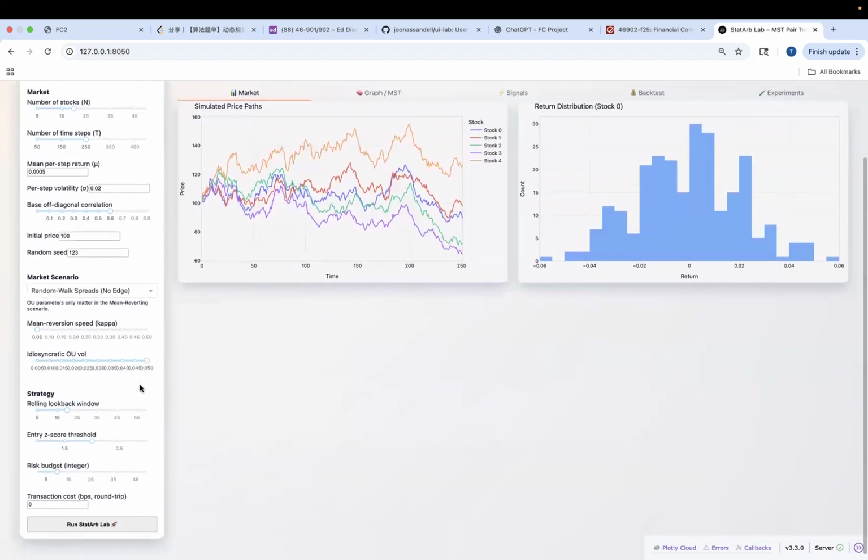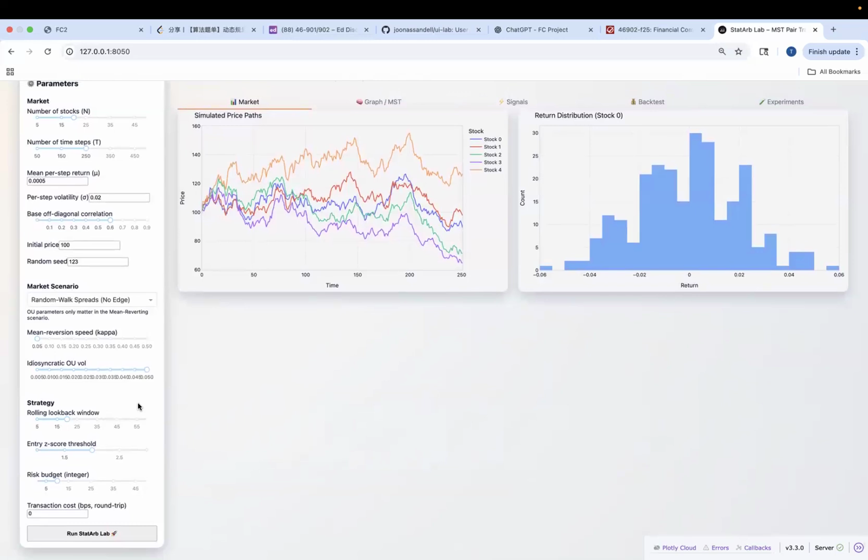Now we want to test our strategy in different experiments under different market conditions. Our first assumption, the most vanilla assumption, is that the increments in the market are just sampled from a multivariate Gaussian normal distribution with a predefined covariance matrix. So let's run the experiment.